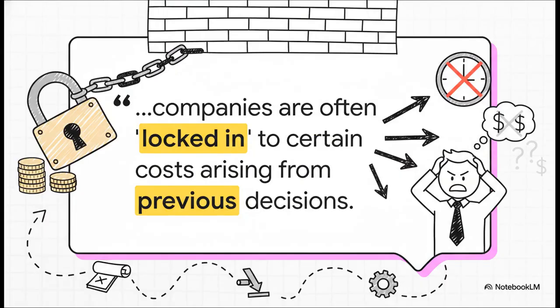And this quote right here, it just nails it. Companies get locked into costs because of things they decided to do in the past. It's so simple but so true. The choices you made yesterday create the budget constraints you have today. And if you're a manager who can't see which of those costs are locked in, you're going to waste a ton of time and energy fighting battles you just can't win. At least, not right now.